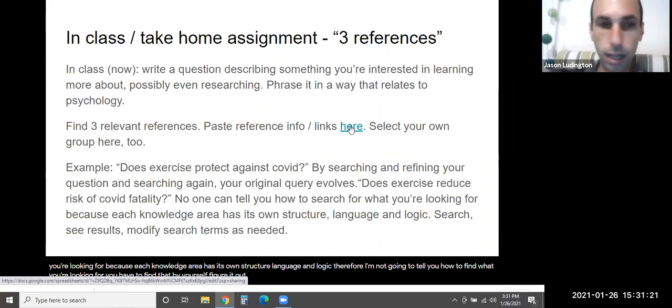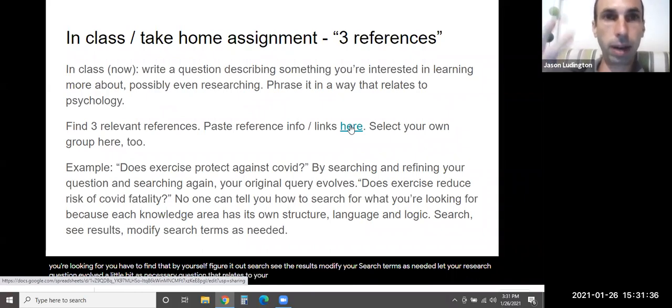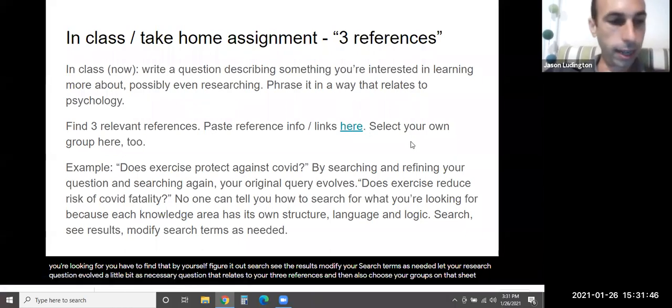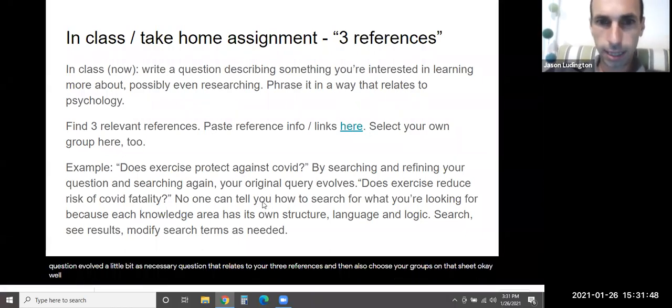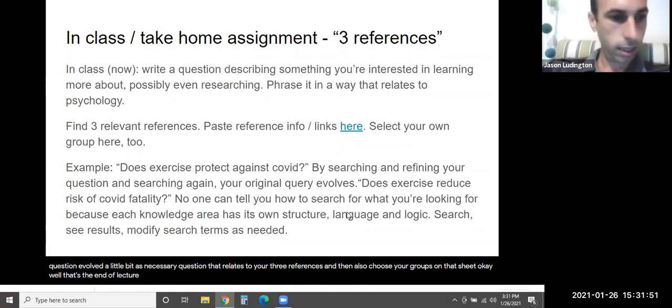Figure it out. Search, see the results, modify your search terms as needed. Let your research question evolve a little bit as necessary to form a question that relates to your 3 references. And then also choose your groups on that sheet. Okay. Well, that's the end of lecture. Any questions?